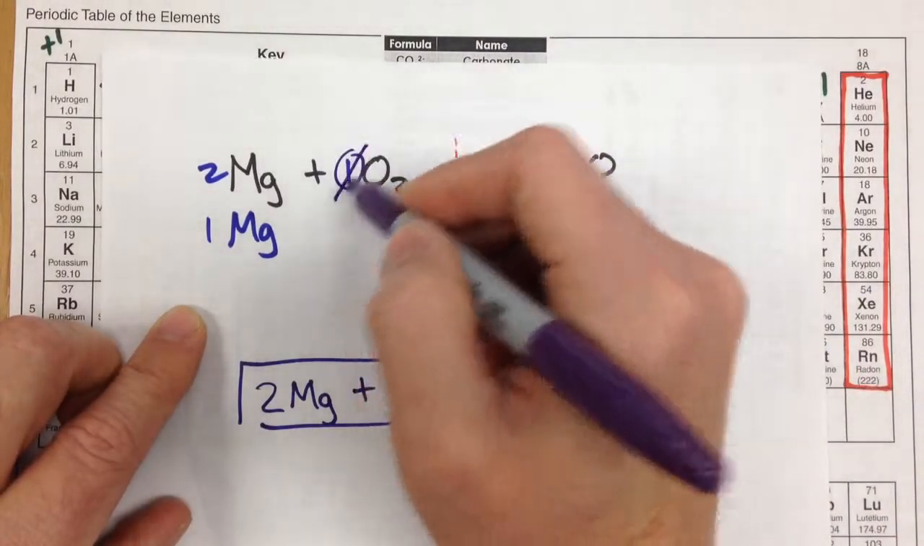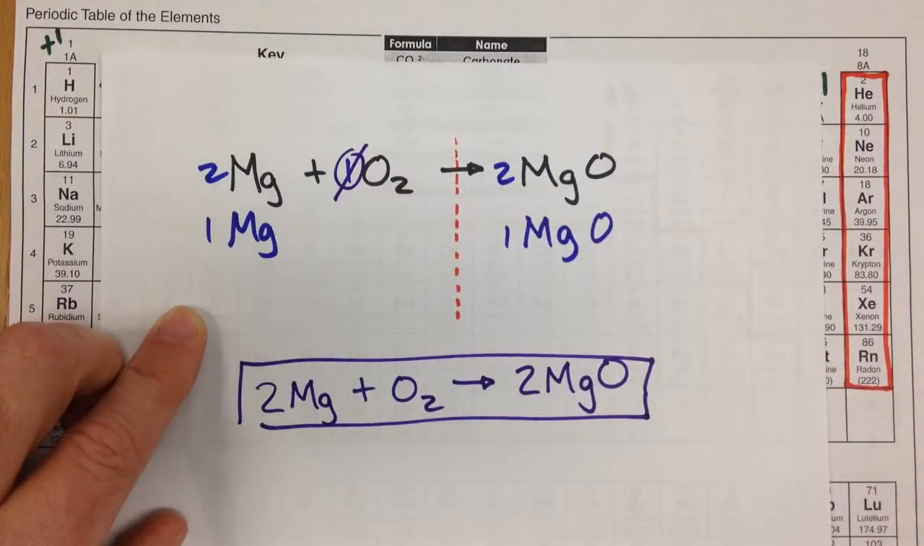You'll notice I did not write my 1 there. You do not need to write coefficients of 1.